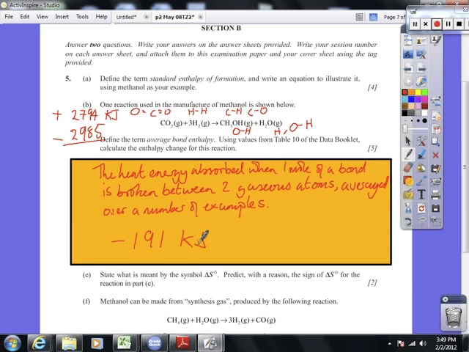It's not necessarily kilojoules per mole in this example. It could be kilojoules per mole of water made, or methanol made, or carbon dioxide used up, but you don't need to state that.